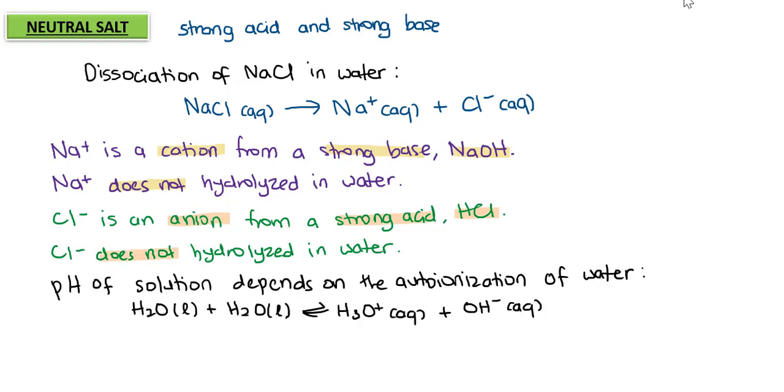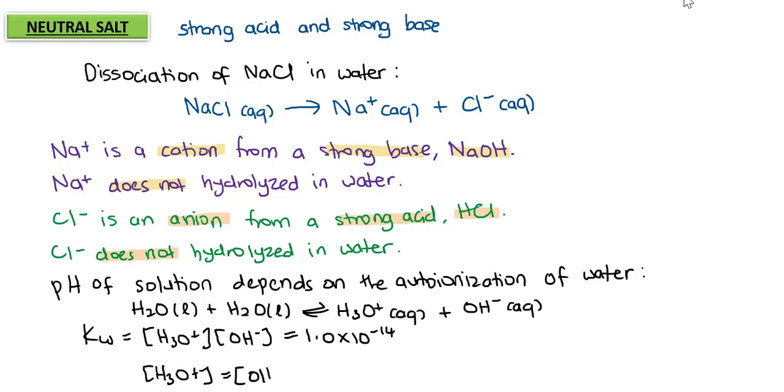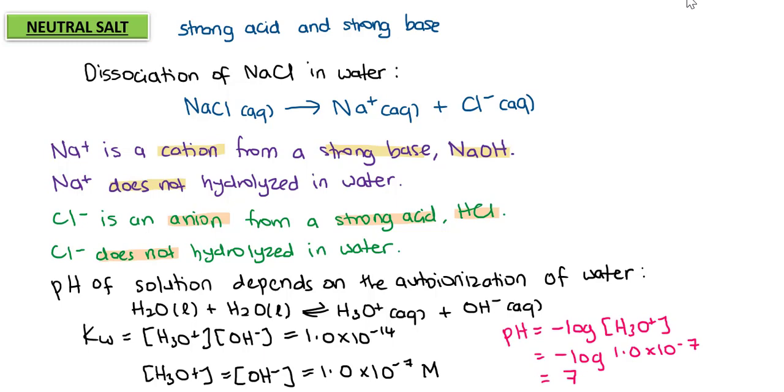So the pH of the solution depends on the auto-ionization of water, which will form the hydronium ion and hydroxide ion. Since Kw is equal to the concentration of hydronium ion times the concentration of hydroxide ion, which is 1.0 × 10^-14, the concentration of hydronium ion is equal to the concentration of OH- ion, which is 1.0 × 10^-7 molar. Thus, the pH of the sodium chloride solution is 7. Therefore, sodium chloride is a neutral salt.